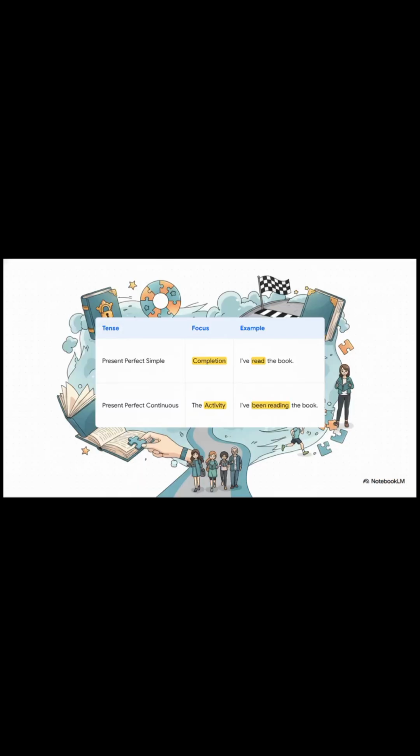This table really just nails the final piece of the puzzle. Look at the difference. If you say, I've read the book, the focus is on completion. The result, a finished book. But if you say, I've been reading the book, the focus is on the ongoing activity itself. One is about the destination, the other is all about the journey.